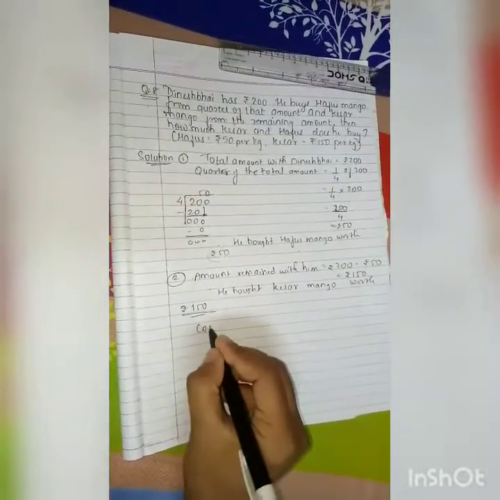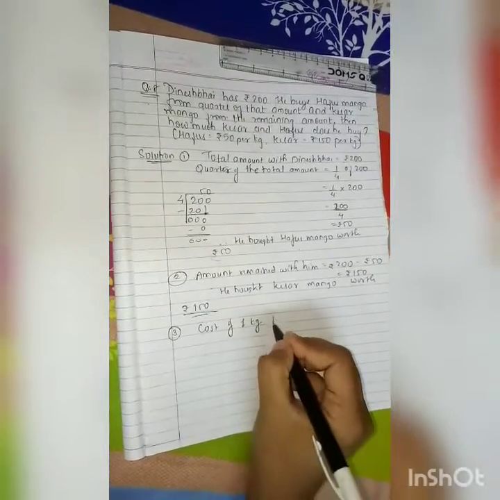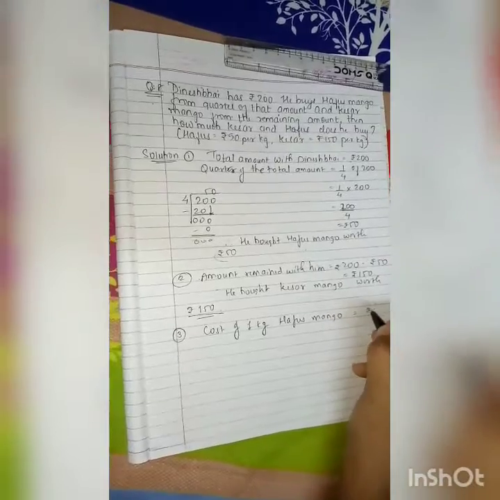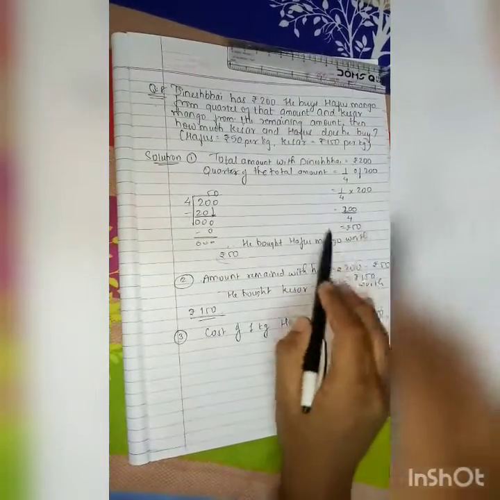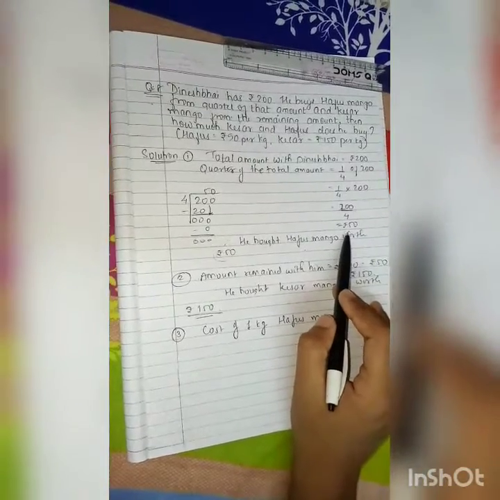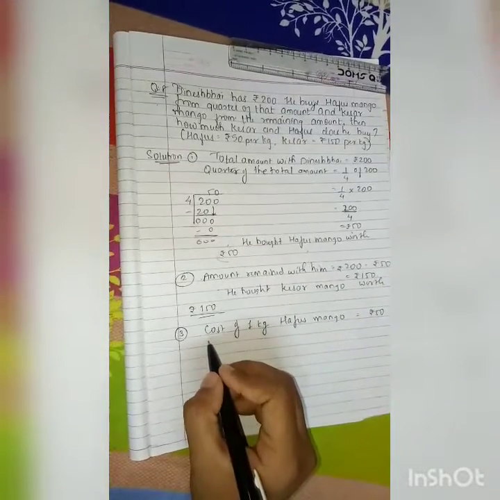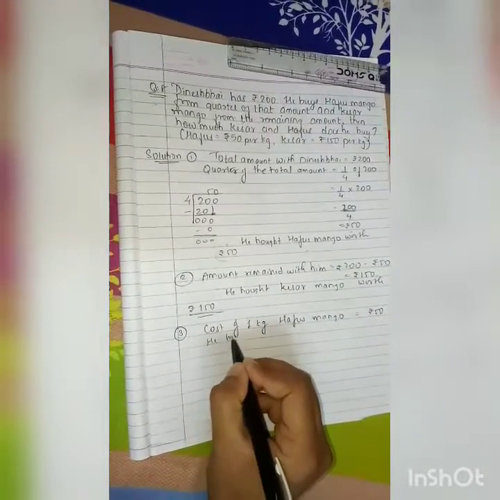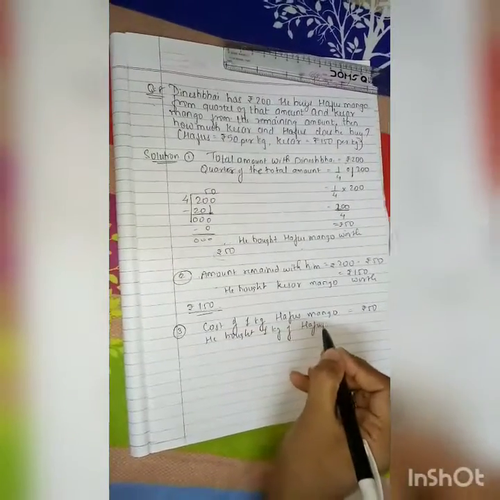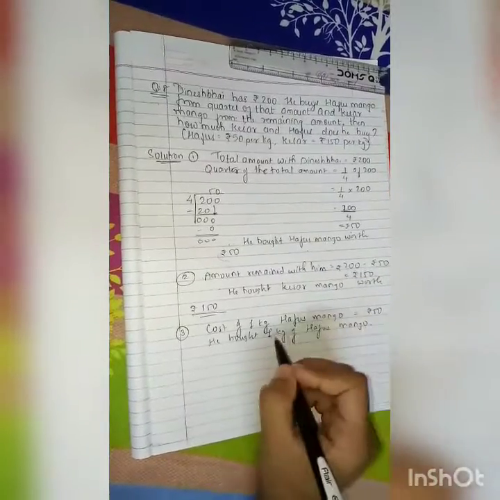So costs we can write like this also. This is third. Okay, cost of 1 kg hafuz mango is equals to how much? It is rupees 50. So he bought already 50 rupees hafuz mango. Okay, so we can write that he bought 1 kg of hafuz mango because he is already paying 50 rupees. So we have to find how much quantity.